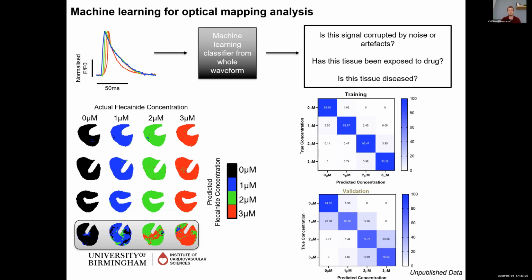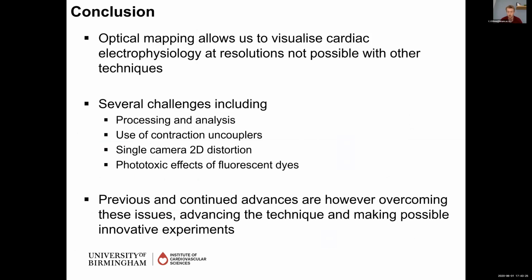So finally, just to conclude, if you aren't familiar with the technique of optical mapping, hopefully I've given you a brief overview of exactly what the technique is and why it might be useful for studying electrophysiological behaviour at resolutions that are not possible with other techniques. I've also briefly talked about some of the challenges with optical mapping, but hopefully I've shown you that the previous and continued advances in the field are overcoming these issues, and they're making possible really innovative experiments that will hopefully further expand the use of optical mapping within the field.